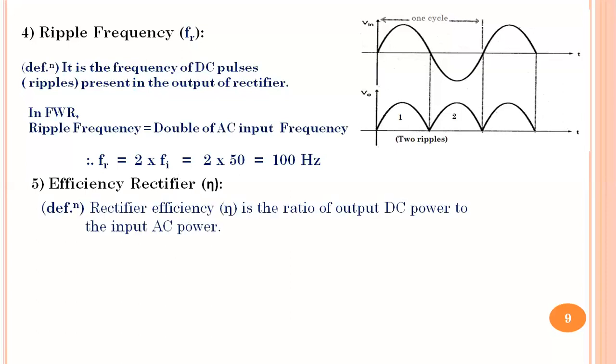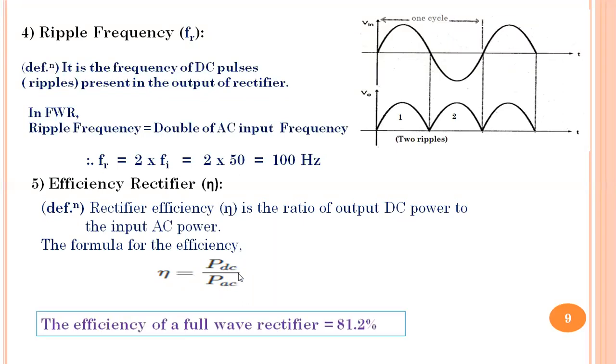That is defined as the ratio of DC output power to the applied AC input power. Now, as compared to the half wave rectifier, the DC power PDC is more than in the half wave rectifier, because the complete cycle is being rectified at the output. Therefore, PDC upon PAC, meaning DC output power upon AC input power. If you multiply this by 100, you'll get it in percentage. Eta is the notation here.